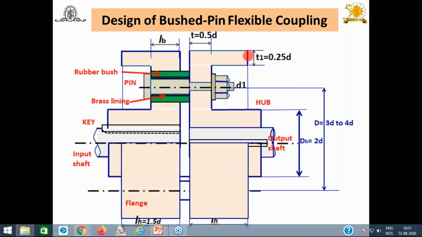The circumferential rim for the protective part, T1, is equal to 0.25 times D. Thickness of the flange is 0.5 times the diameter. Diameter of the hub is equal to 2 times the diameter of the shaft. PCD of the pin is in the range of 3D to 4D. And length of the hub is 1.5 times the shaft diameter. In this way, you can construct the diagram. I will give you 1 or 2 minutes. You can do this activity within 2 minutes.